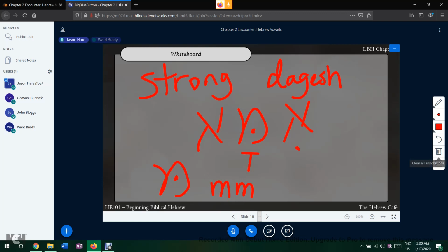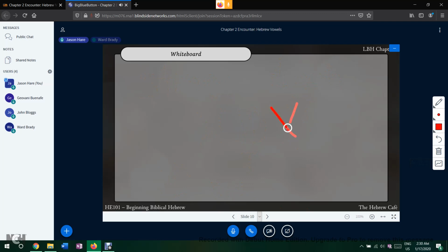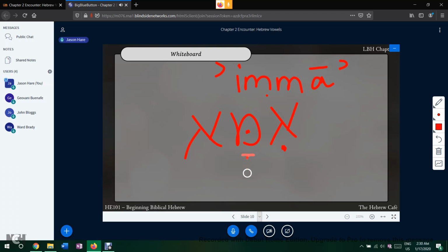Okay, so what happens is you've got Aleph and Mem and another Aleph. This one is doubled. You have Im, I-M, and then you've got a second M and long A. Ima. Aleph is represented in transcription with this half ring. Imma.